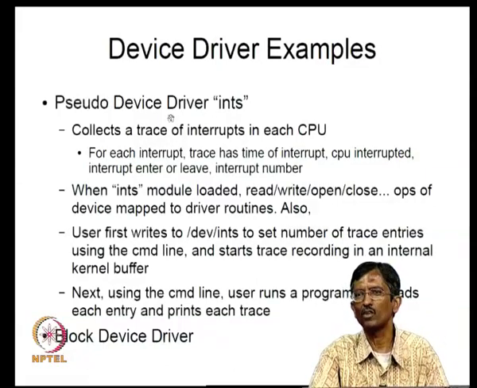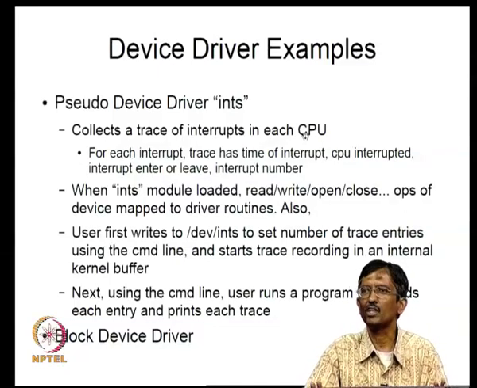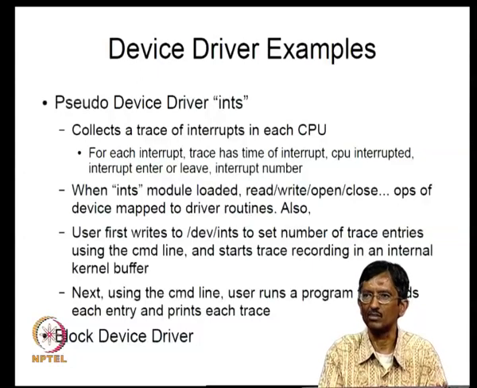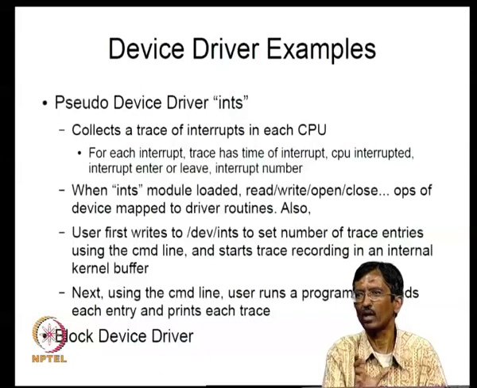What is the information I am looking for here? I want to collect a trace of interrupts in each CPU. In a real system, there are a lot of interrupts going on, and let us say I am talking about a multi-CPU system, where interrupts are going on all the time. I want to write something which enables me to have a trace of the interrupts. When did this interrupt come in? Which CPU handled it? How long did it take to handle it?